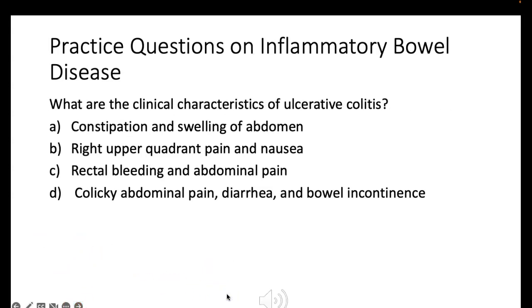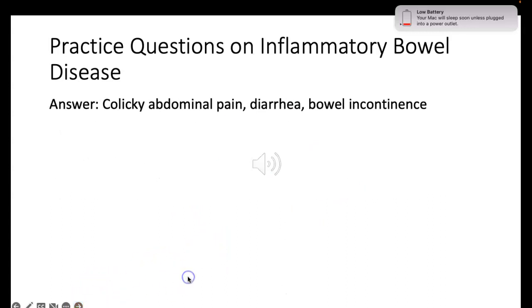Next question, what are the clinical characteristics of ulcerative colitis? Is it A, constipation or swelling of the abdomen? B, right upper quadrant pain and nausea? C, rectal bleeding and abdominal pain? Or D, colicky abdominal pain, diarrhea, and bowel incontinence? All right, the answer is colicky abdominal pain, diarrhea, and bowel incontinence.